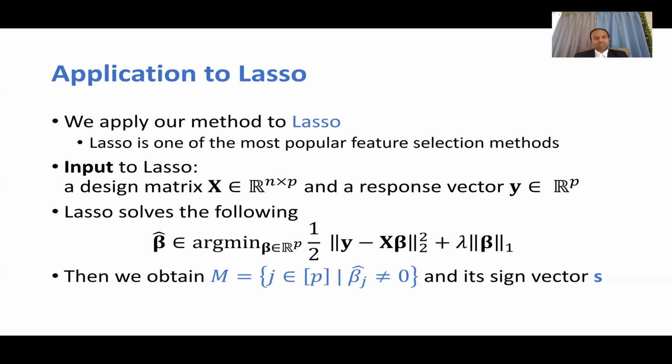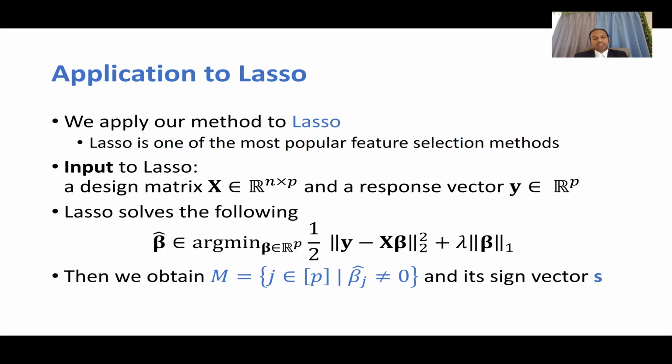So Lasso solves the solution through least squares, and the following equation is the Lasso equation, where beta hat is defined as 1/2 ||y − Xβ||₂² plus lambda ||β||₁. Lasso also gives a sparse solution, in which many coefficients are zero.